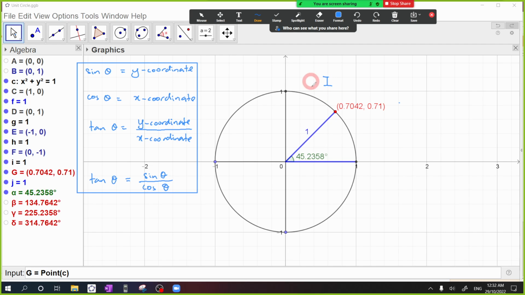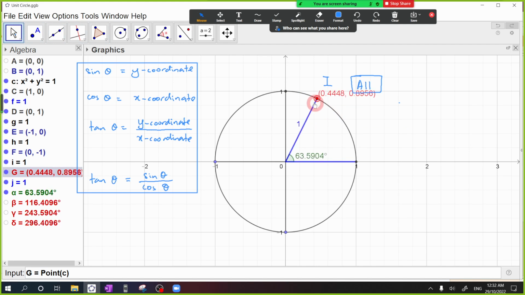Any angle in the first quadrant, sine, cosine, tangent, all will be positive. Why? Because in this quadrant, the y coordinate and x coordinate are all positive, right? Therefore, sine, cosine, and tangent, all will be positive. Now, how about when I proceed to the second quadrant?